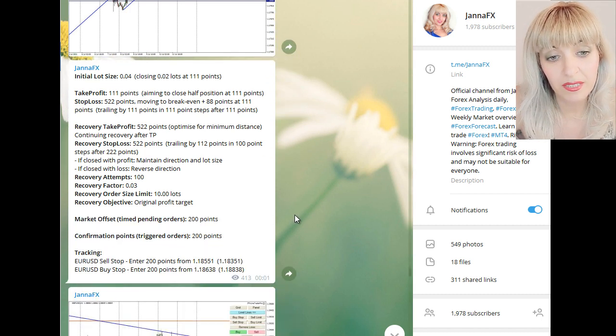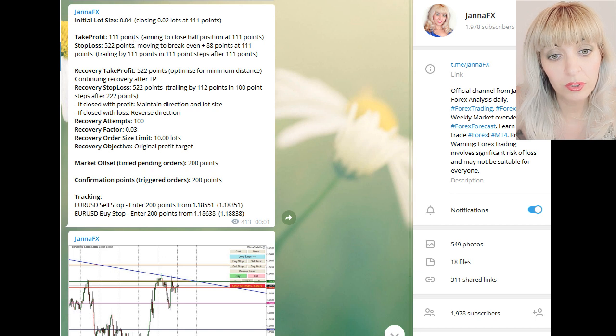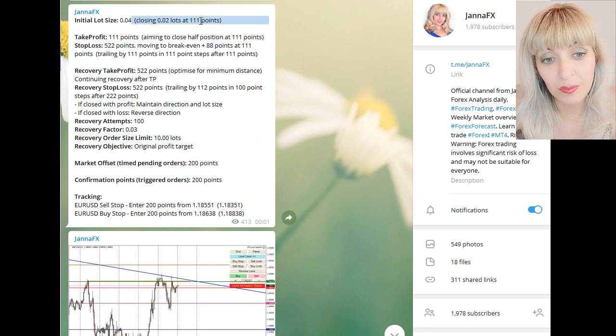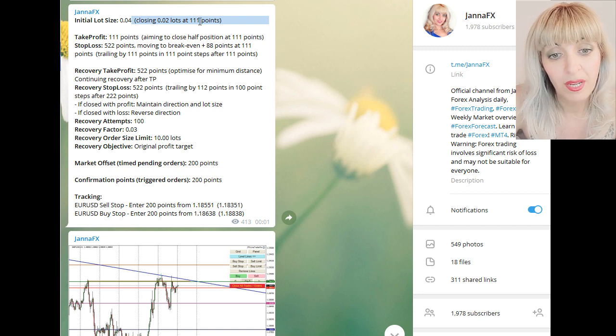screen, that's the settings, right? And this one tells you what the lot size is. That part shows that we're closing 0.02 after the market moves 111 points, which is usually my 100 points or 10 pips, but I'm adding a little bit of spread. And it tells you we're taking profit half, and then the stop loss, which also shows as 522 points, which is 52 pips. Like I'm saying, with different situations I change them a little bit.